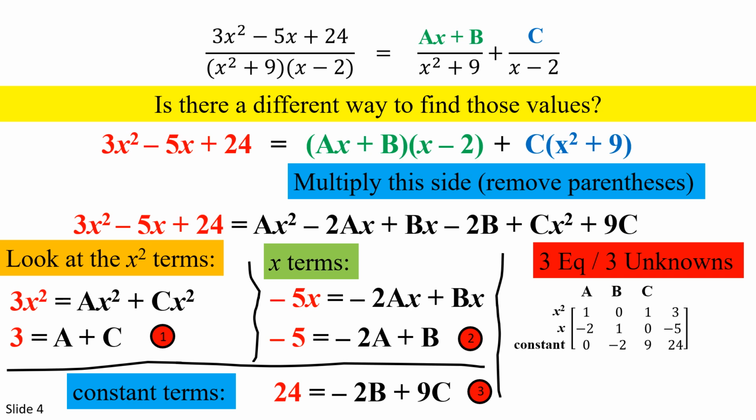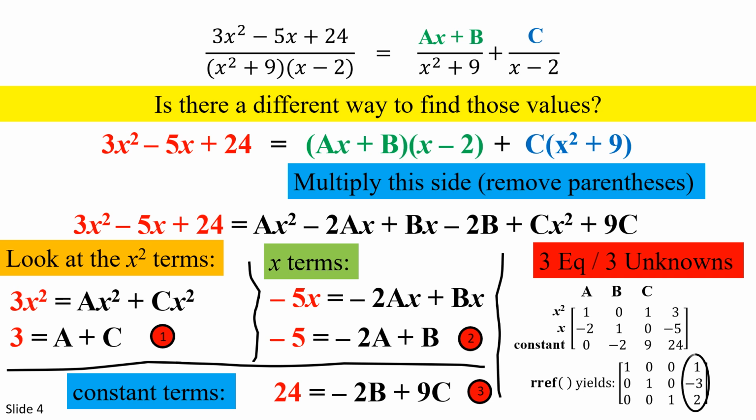So for the x squared, we've got 1a plus 1c equals 3. So 1, 0, 1, 3. For the linear, we've got negative 2a plus 1b equals negative 5. So negative 2, 1, 0, and negative 5. The constants, negative 2b plus 9c equals 24. So 0, negative 2, 9, and 24.